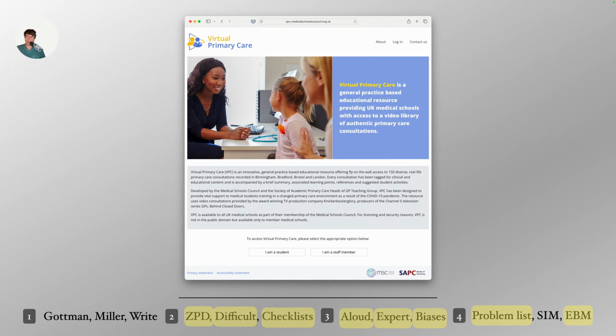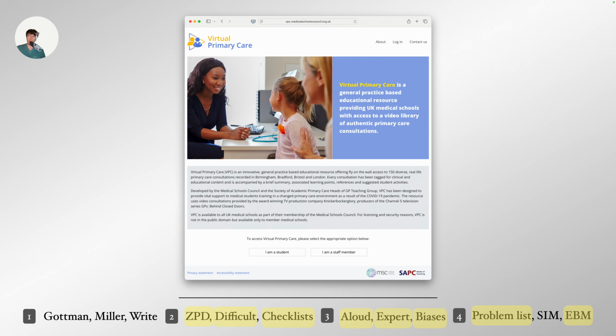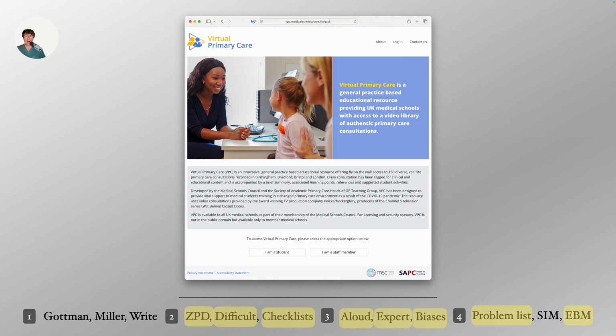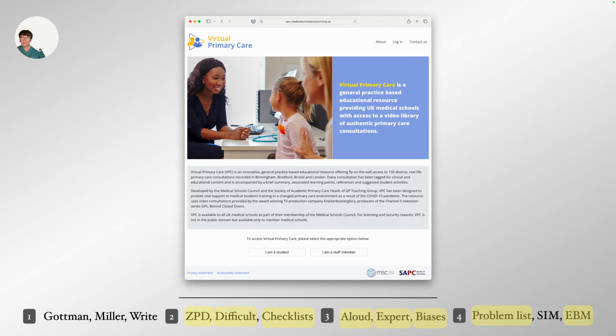So if we're just looking at the bottom here, we're missing a couple of things. One of them just filled out there. So virtual primary care is something that we have a subscription to at the uni, and it's from the Medical Schools Council and SAPC, whatever that is. I don't know what that is.